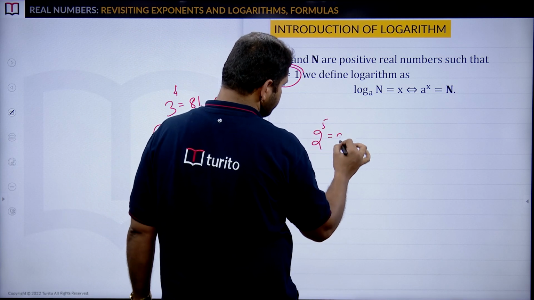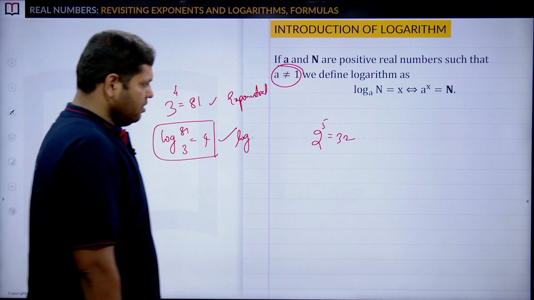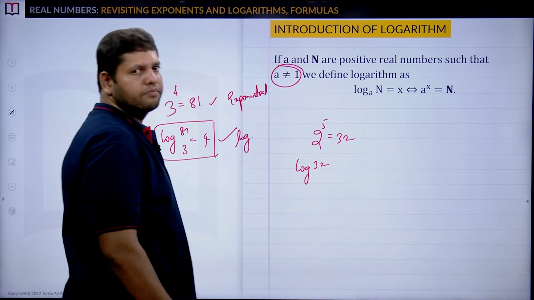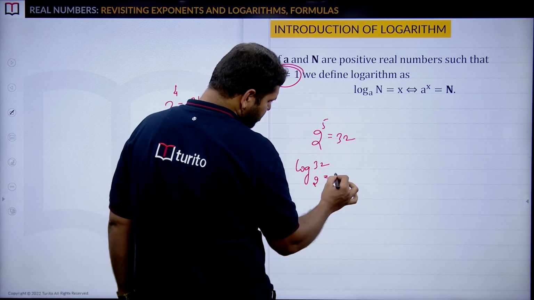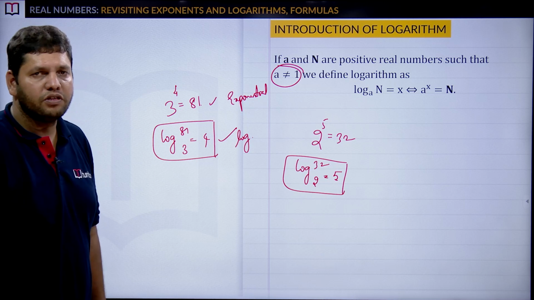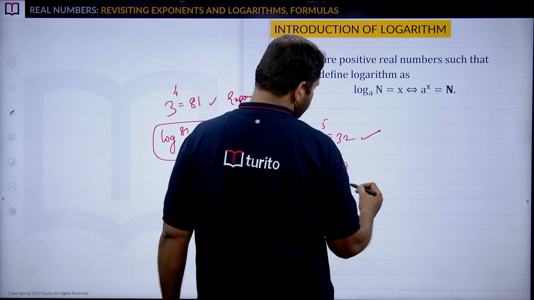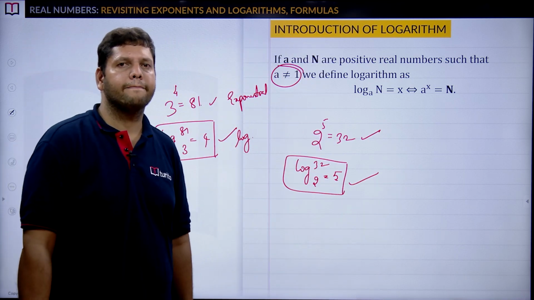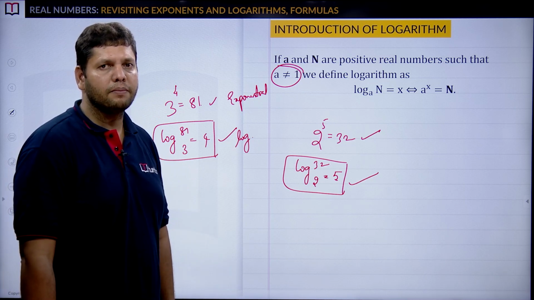I'll give another example. 2 to the power of 5 is equal to 32. Tell me, children, how can we write the logarithm form? Write down log of 32. This is called the argument. Here the base is 2, so write down the base 2 here. Then the exponent is equal to 5, so that is the answer. So log of 32 with base 2 is equal to 5. So this is the exponential form and this is the logarithm form. Clear, children? Any doubts? The representation of logarithm form and exponential form, it's very simple, children.